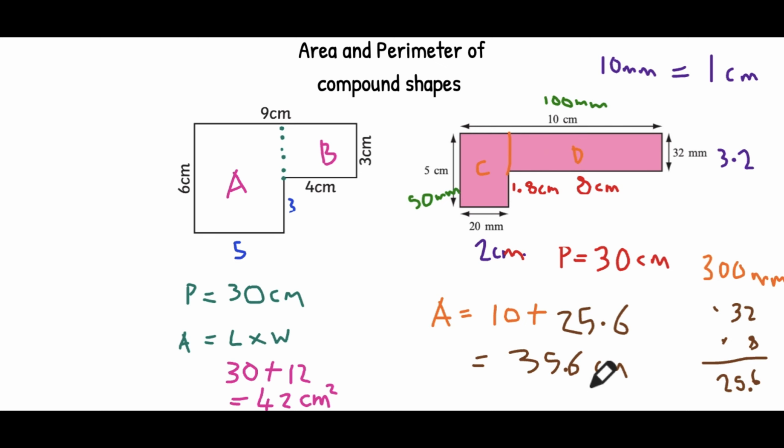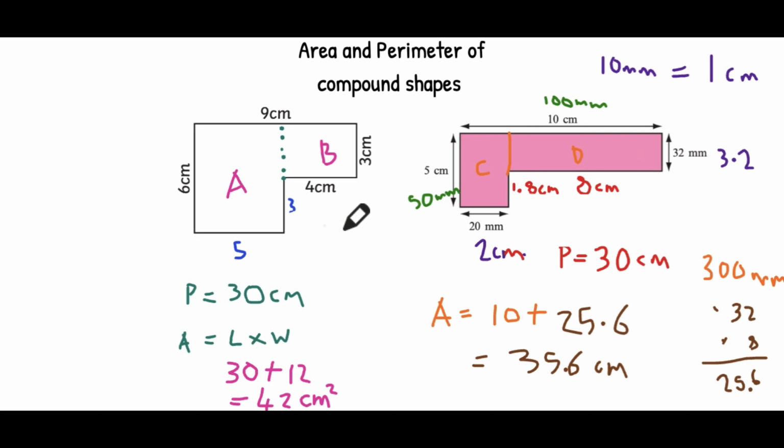Just as a recap, whenever we're calculating the perimeter of a compound shape, we find all the missing sides. Then once we have all the sides, we add right across the shape to get our perimeter. Then if we want to get our area, we divide it into manageable shapes that we know.